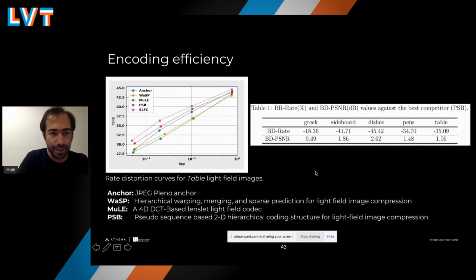So here we can see the encoding efficiency for our proposed method, and when we compare it to the best competitor, which is PSP, you can see the name of the anchors that I use here for comparison. Our proposed method can achieve up to 45% bitrate reduction compared to its best competitor.